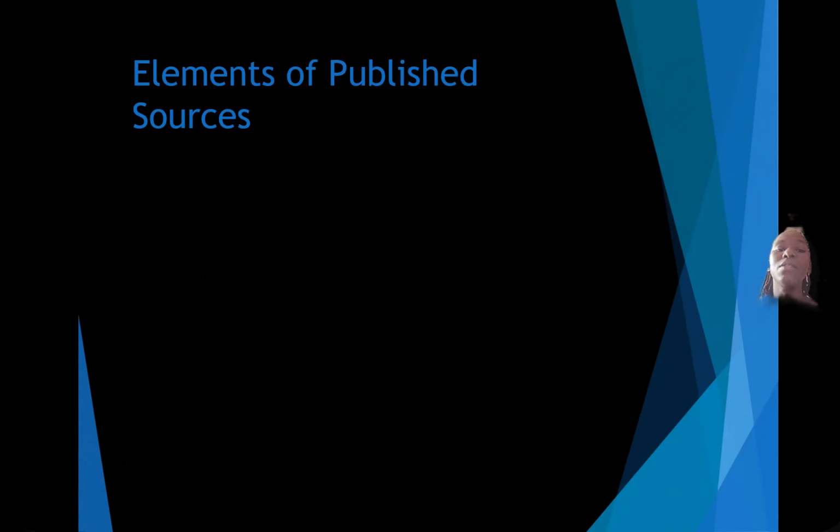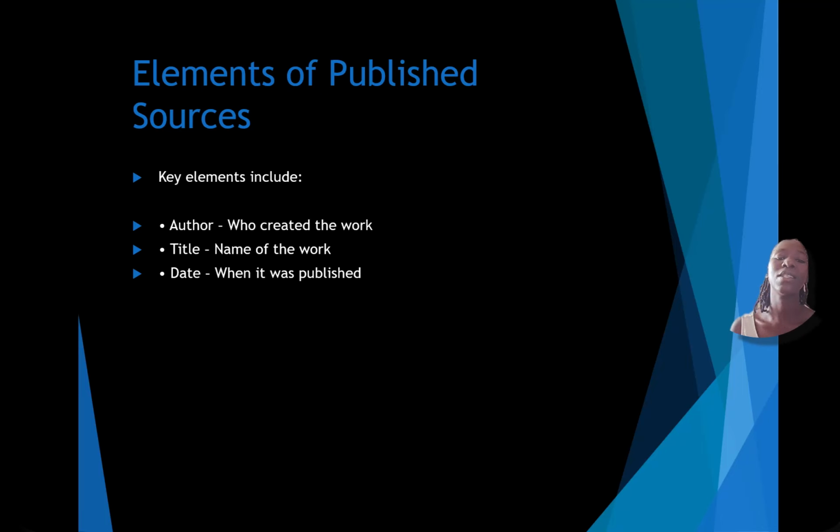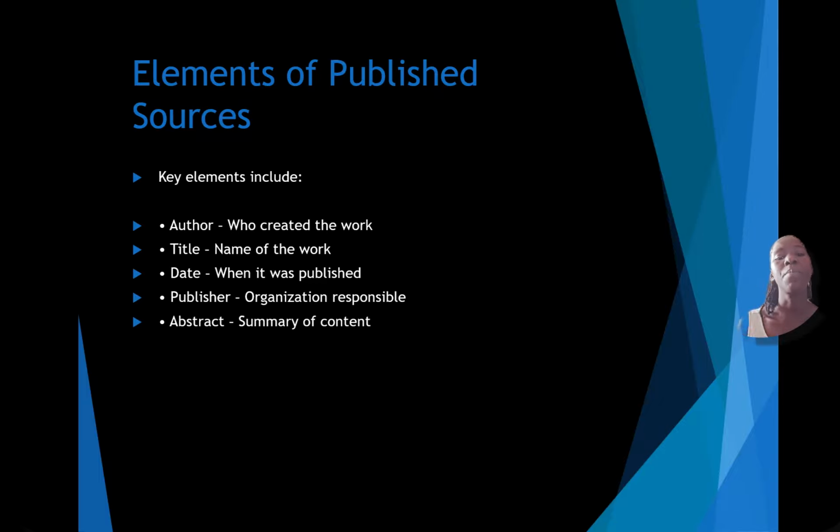Then the elements of published sources. The key elements include the author, who created the work; the title of the document; the date when it was published; and the publisher, the organization responsible for publishing, for example a university or a company. Then the abstract, a summary of the content. When citing, we shall read the abstract to see that it matches with your work. You have the references, the sources cited.